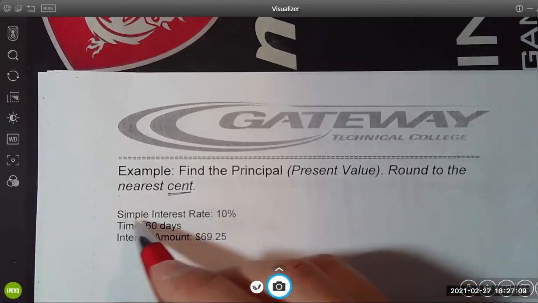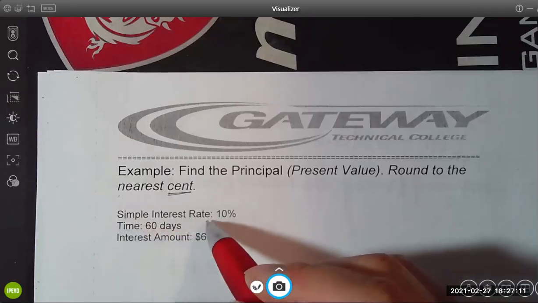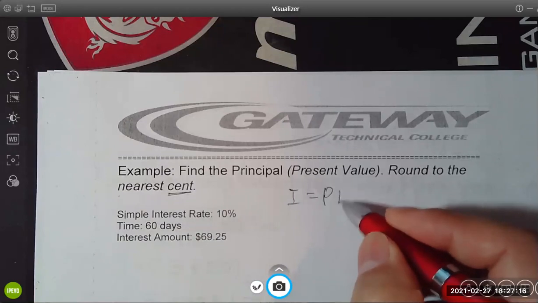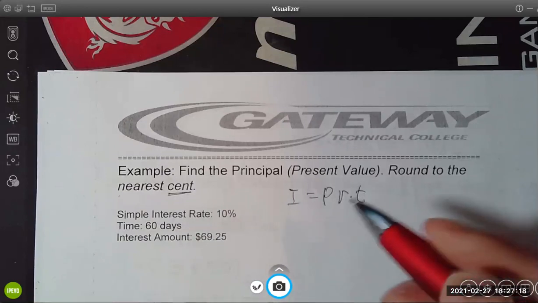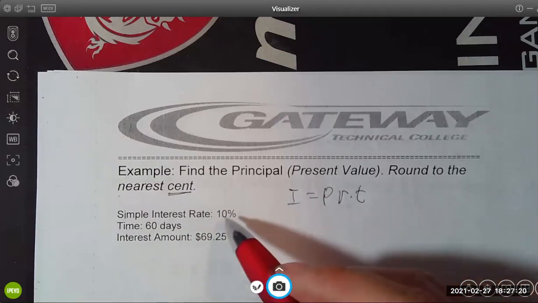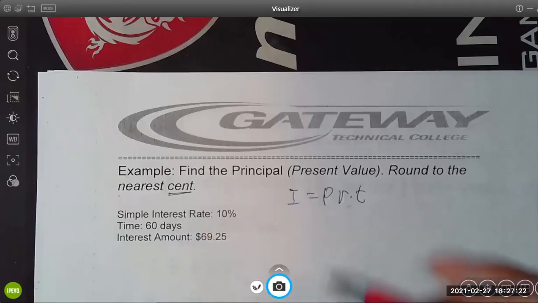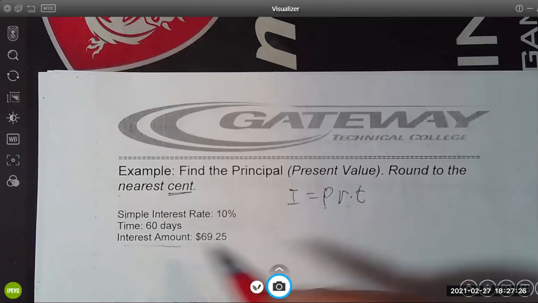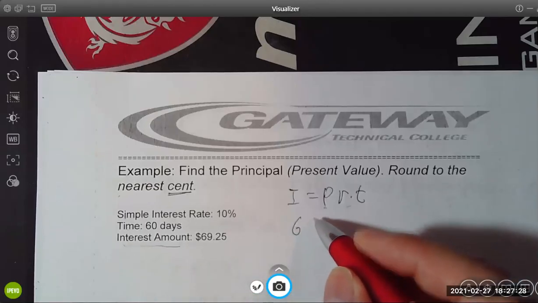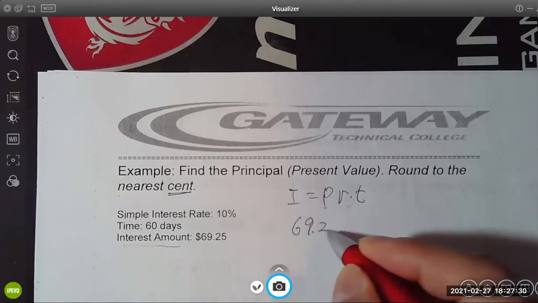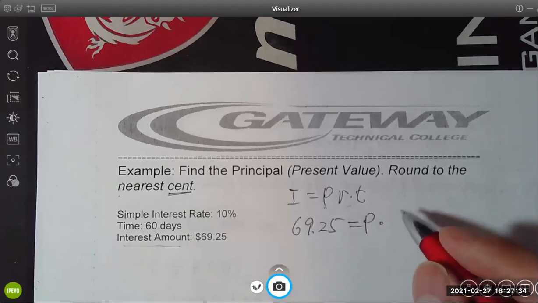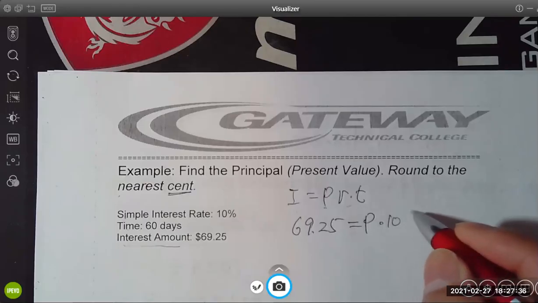So we are given this information, simple interest rate. So we know this is a simple interest account. As soon as we realize that, write down this formula. And we have to be given 3 numbers. So we're looking for P, principal. I has to be given, this interest amount. So 69.25 equals principal times R and T. R is 10% and T is 60 days.